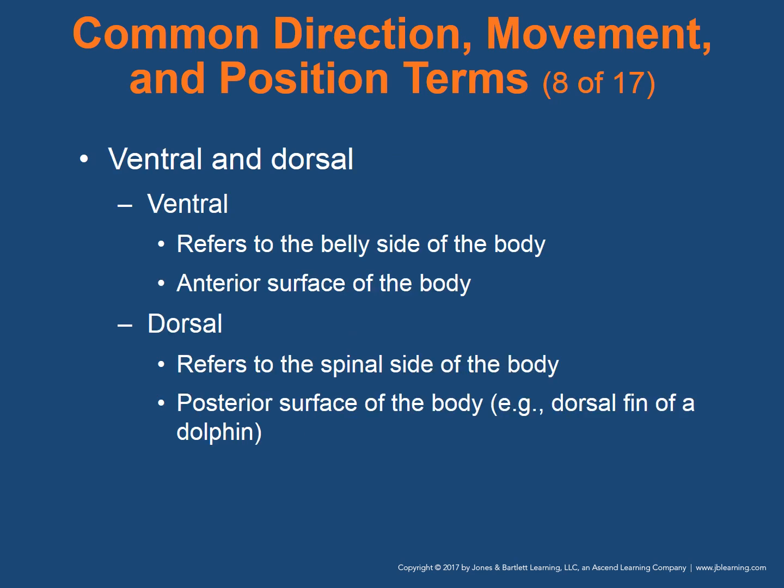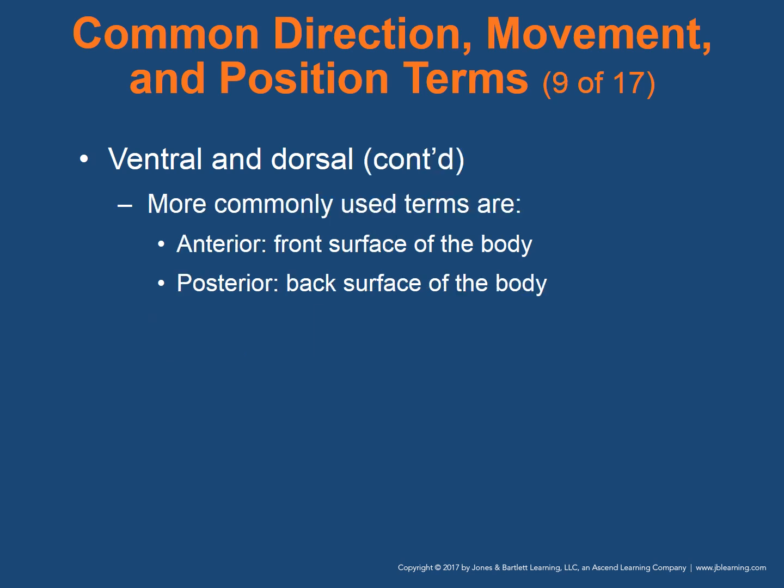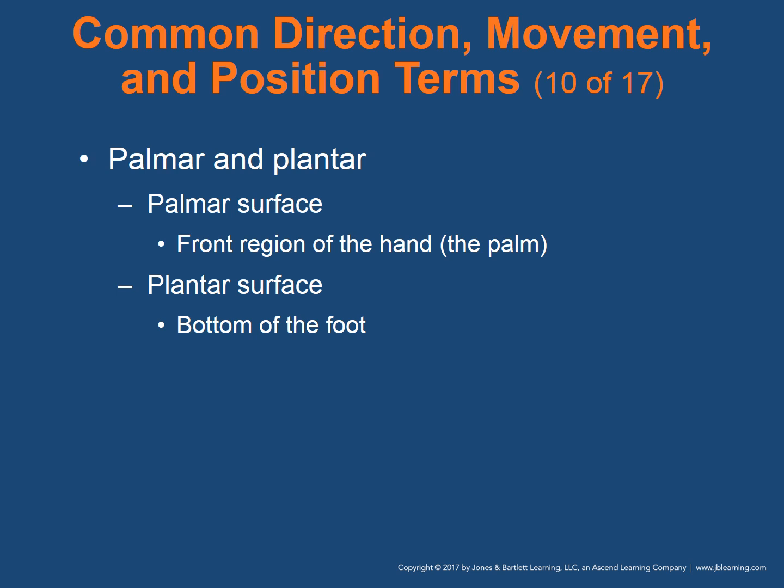Now brings us to the ventral and dorsal. Ventral, as it says, refers to the belly side or the anterior surface of the body. Dorsal refers to that spinal side. Oftentimes we think of a dorsal fin, of the dolphin, so that would be the posterior side or the back, the spinal side. That's how we keep them straight. But more often we refer to anterior and posterior. So this is as it says, anterior is the front surface of the body, posterior is that back surface of the body.